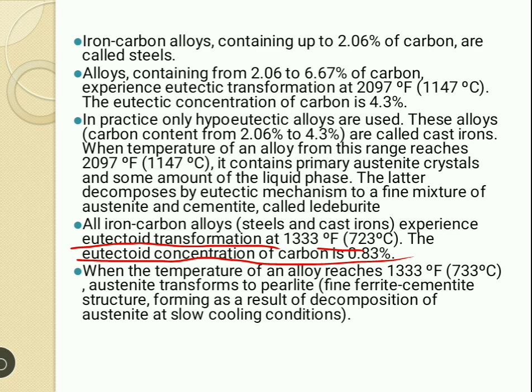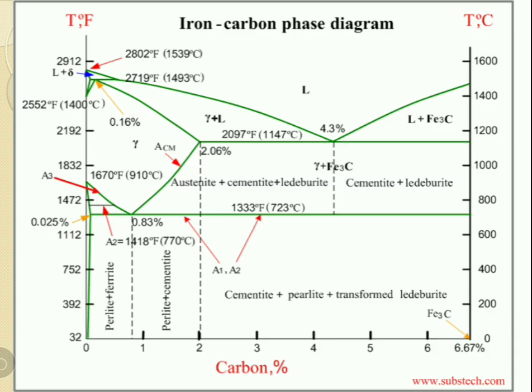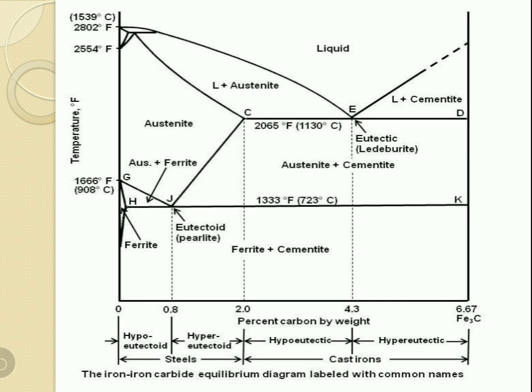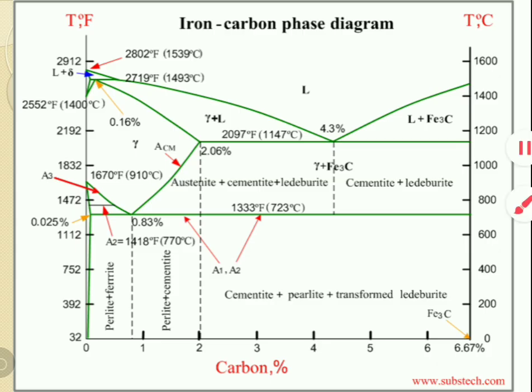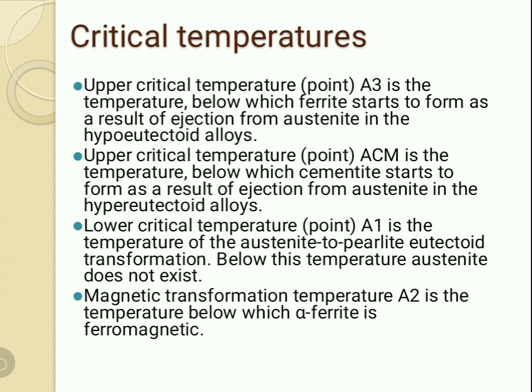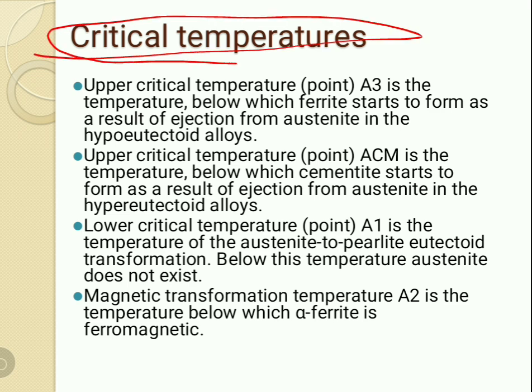From here we can see that at 0.83 it is called the pearlite phase. Here 100% of the pearlite phase is possible. Again, one more important thing in the iron carbide diagram is the critical temperatures, at which the various transformations take place.